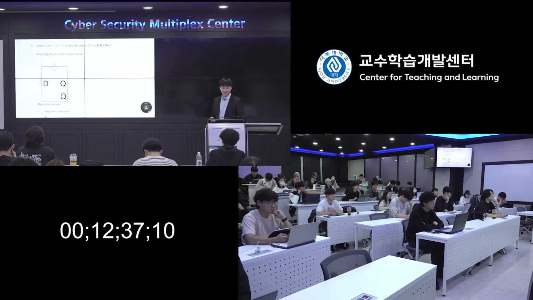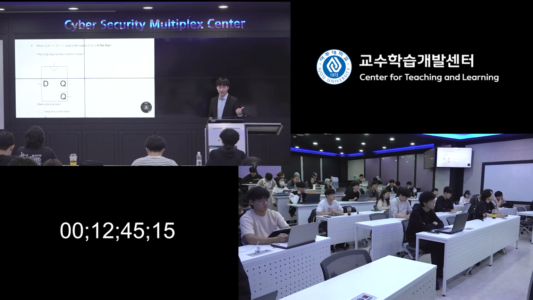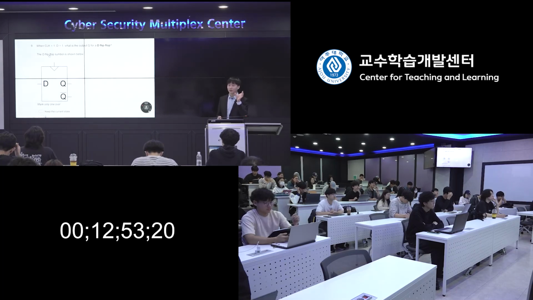Okay. A little bit tricky, right? But when you look at this D flip-flop symbol, when you see the triangle, you need to remember that the output is triggered by either the rising edge or falling edge, by an edge, not by a stable state.